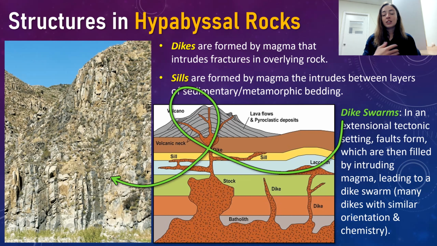Dike swarms is another type of structure we can see in intrusive rocks. We often see a swarm or a large group of dikes with the same orientation and chemistry when you have an extensional tectonic setting that causes a lot of faults going along the same orientation. Therefore, the magma underneath that environment is intruding into those faults and fractures, causing the formation of these dike swarms.